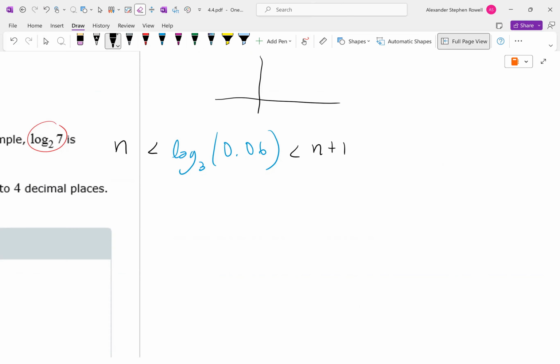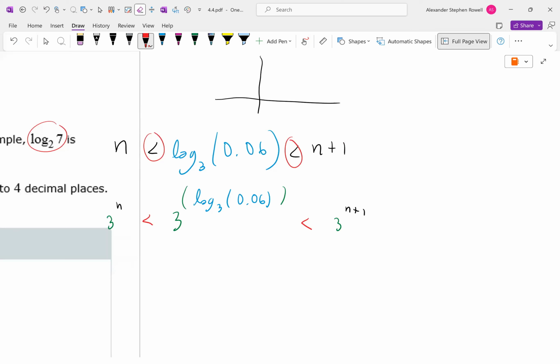What does the inverse of log base 3 look like? 3 to the power of log base 3 of 0.06. I'm going to do 3 to the power of n and 3 to the power of n plus 1. So I did 3 to the power of all three parts. Is everyone okay with that? Because I wanted to undo the log base 3.